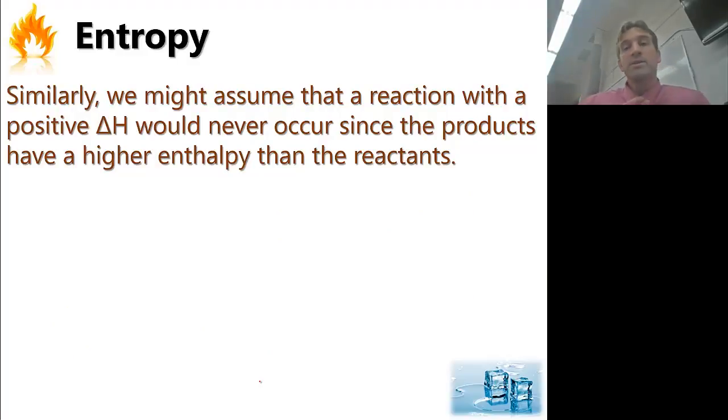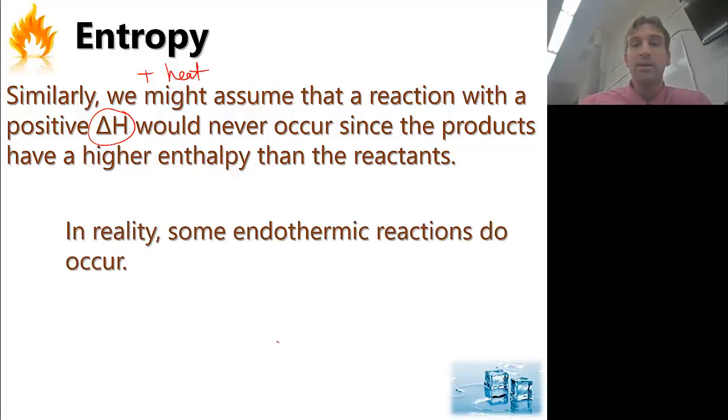We could make a second assumption that if we see a positive delta H, so again, if it's a positive heat content, we have to add heat in order to make a reaction take place. This should never ever occur. But sometimes in reality, we do see these endothermic reactions. So there has to be some other explanation for why this would occur if the heat content is not favorable.